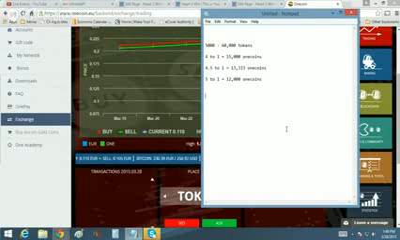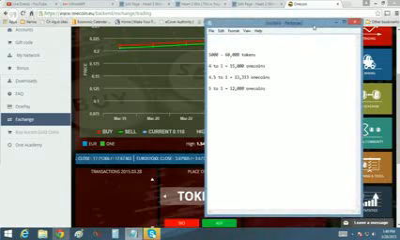Now, this is not an investment. I want you to understand this. This is a totally different animal. This is not stocks. This is not commodities. But it works very similar in the sense that you are getting a coin.